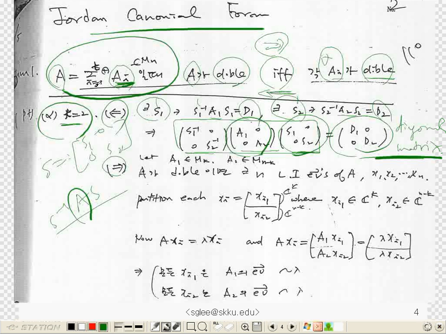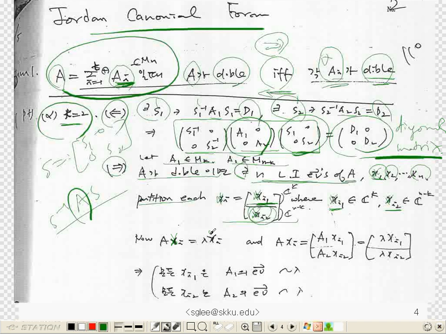Suppose this direct sum of block matrices is diagonalizable. We show each of these is diagonalizable. Let A1 have size k by k, and A2 have size n minus k by n minus k. Since A is diagonalizable, there exist n linearly independent eigenvectors of A, say x1, x2, to xn. And we partition each of these vectors in this way: the first k terms and the remaining ones. So this is a k by 1 vector, and this is an n minus k by 1 vector.